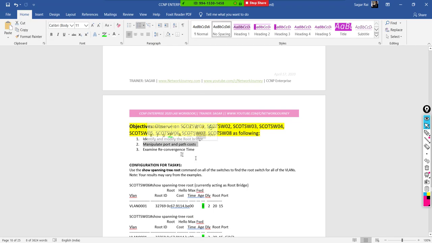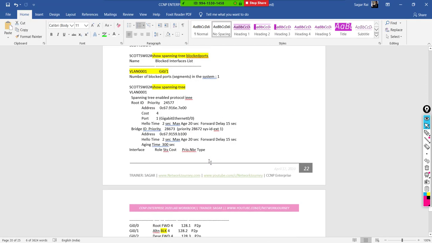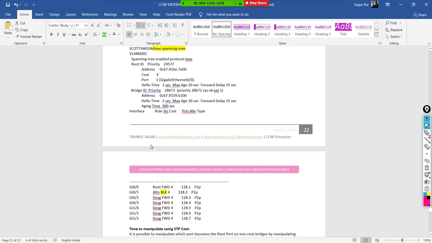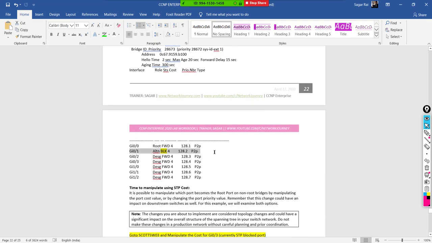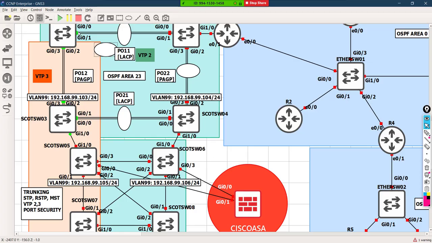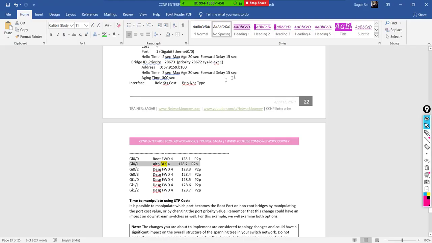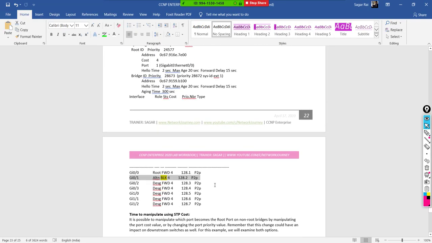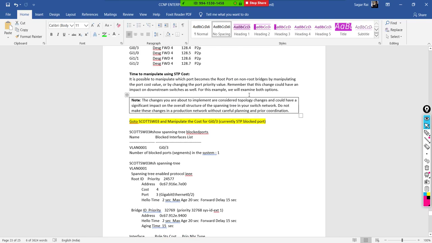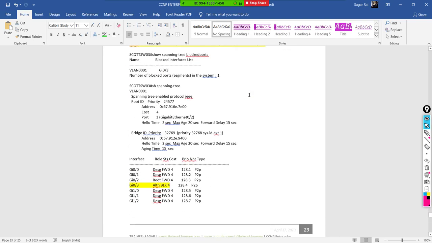Okay, so for that, refer to the second task, which says manipulating port and path cost. Refer to the workbook. By default, okay, this is in the case of different switches. In this diagram, it's between 0/2 and 0/3. In the workbook, it is different. So even in your lab topology, it can be different depending upon the labels. So you need to know the theoretical approach before doing anything.